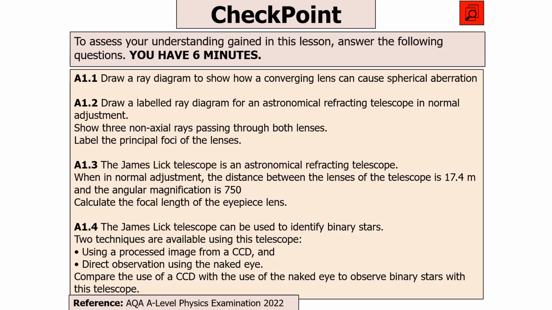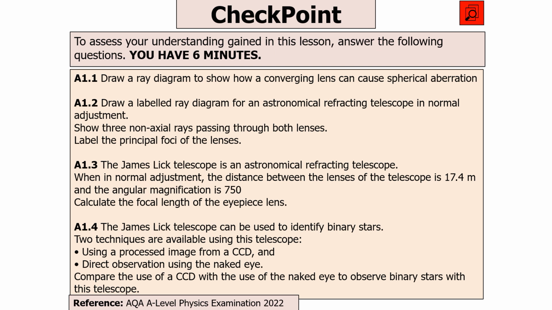Now the next question says, draw a ray diagram to show how a convergent lens can cause spherical aberration. Then draw a labeled ray diagram for an astronomical refracting telescope in normal adjustment. Show the 3 non-axial rays passing through both lenses, and then label the principal foci of the lenses. Then the next question is, the James Lick telescope is an astronomical refracting telescope. When in normal adjustment, the distance between the lenses of the telescope is 17.4 meters and the angular magnification is 750. Calculate the focal length of the eyepiece lens.